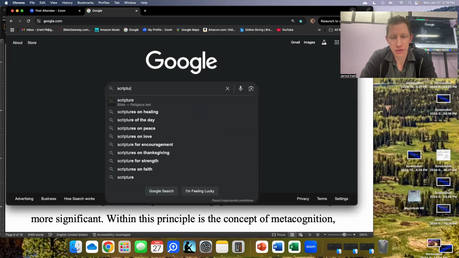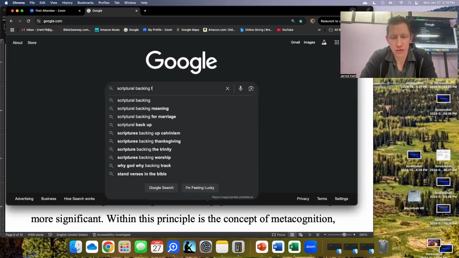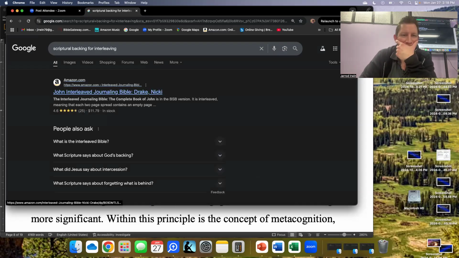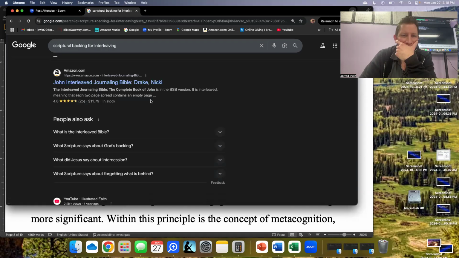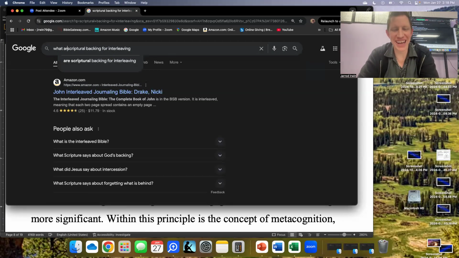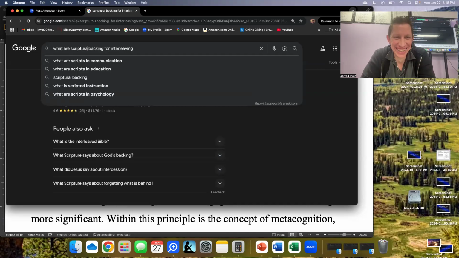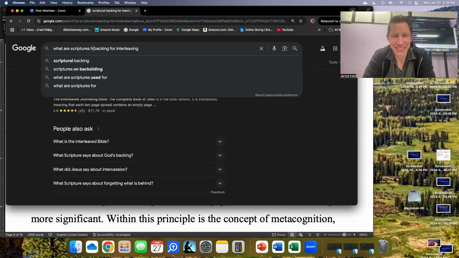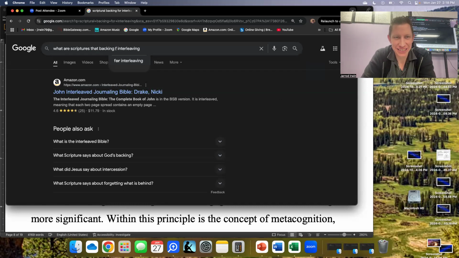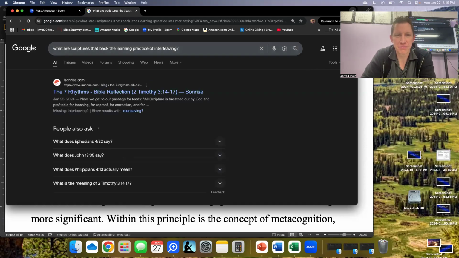Is there a scripture in the Bible that would be in line with interleaving or the mixing of subjects, as far as remembrance? Say it again. Isaiah 43:26.